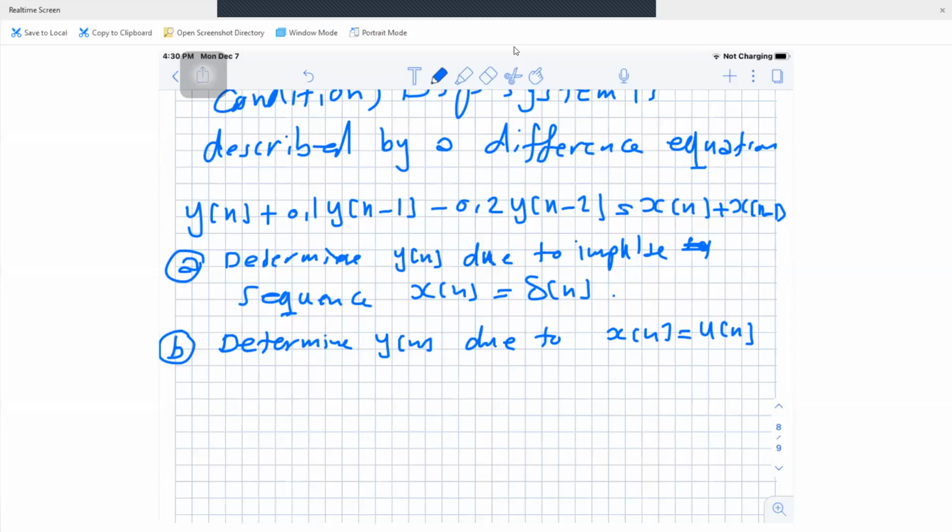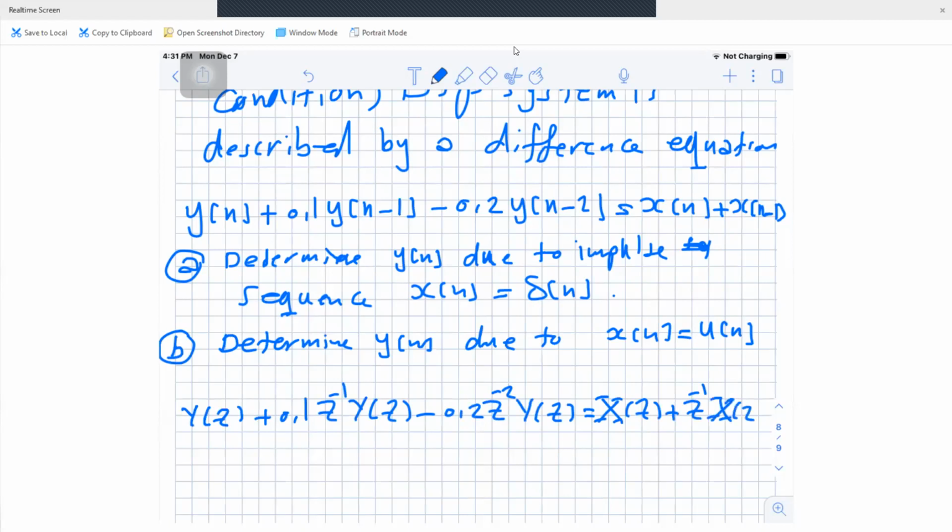So it will be y of Z plus 0.1 Z to minus 1 y of Z minus 0.2 Z to minus 2 y of Z equals to x of Z plus Z to minus 1 x of Z. Is good. Now we have determined the Z transformation for the both sides of the equation. Now let us simplify the equation.